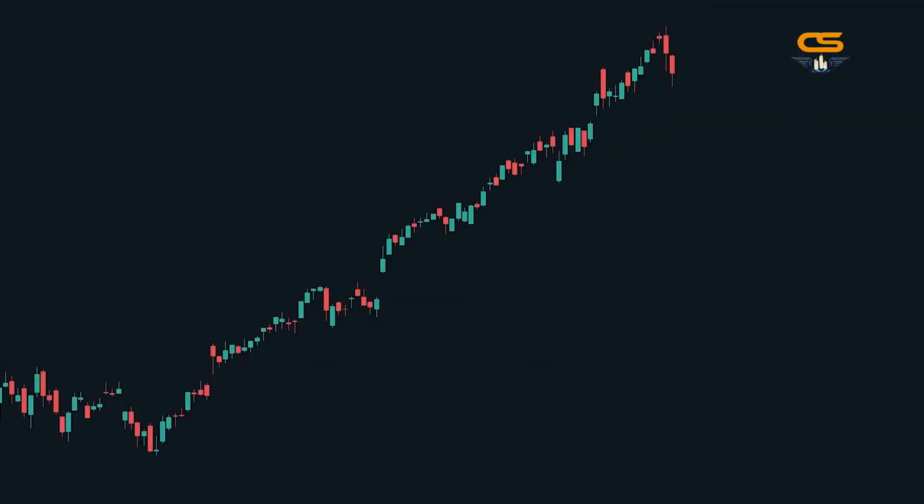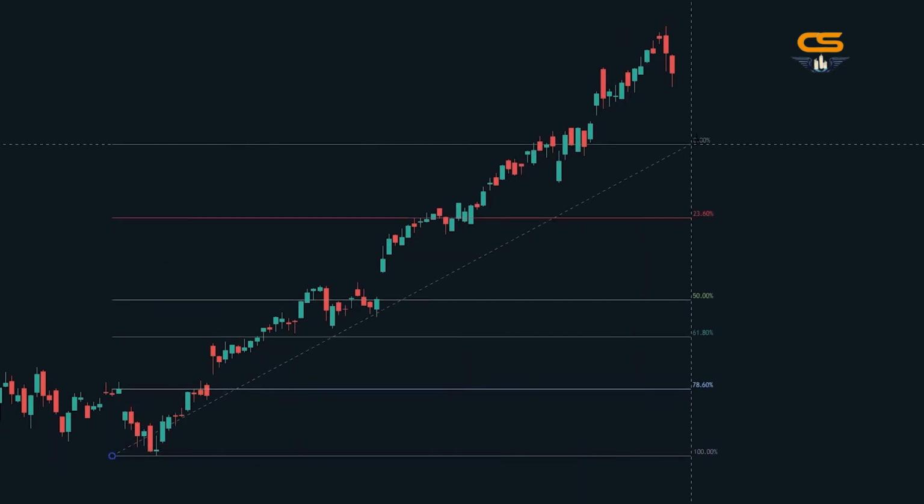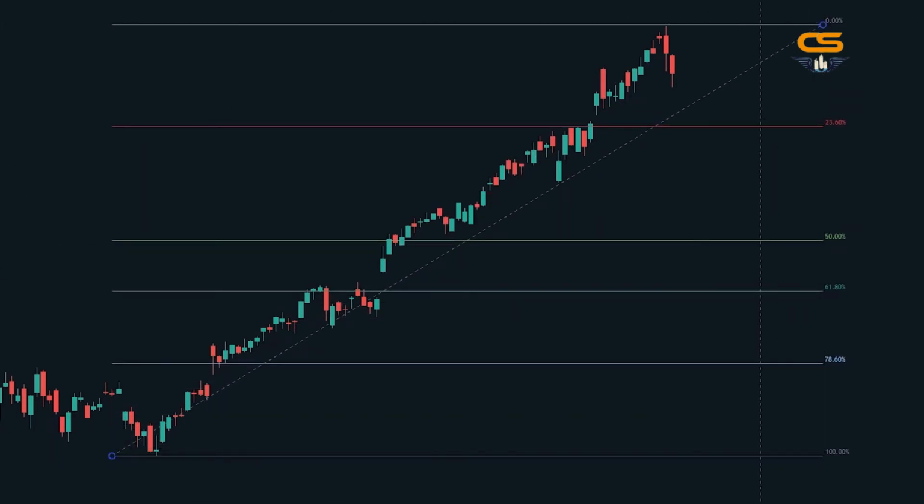So now that we have the correct settings, let's move on to how to use the tool correctly. First things first, we need to find a clear trend. In this example, you can see a clear trend with a swing high and a swing low. The next step is to drag your Fibonacci retracement tool from the swing low to the swing high.